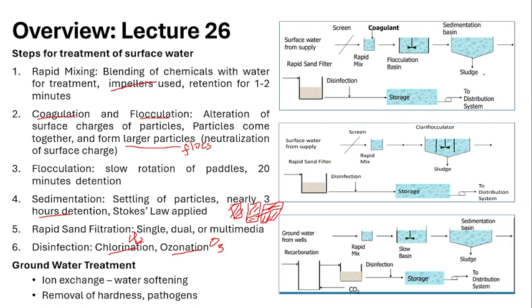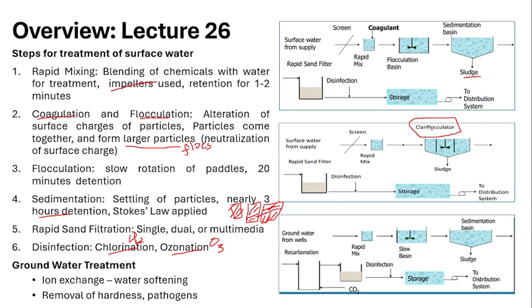Once the sedimentation happens, all the larger flocs are collected here and removed as sludge, and then the water is again transported to the rapid sand filter. So the filtration process occurs. After filtration, the treated water is disinfected and stored, later distributed. Okay. So now in the second diagram, the only difference is using a clarifier.